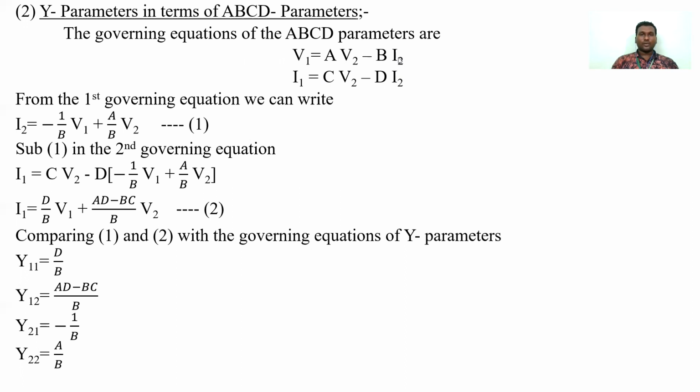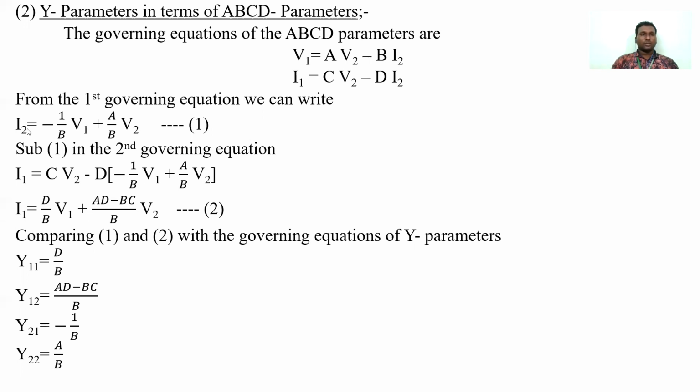So I2 you have to find out from this equation, and you have to substitute in this equation. That time you will get the resultant equation here. So you have written that equation. Then you substitute the equation, first equation, the second governing equation. Then you will get the answer. So I1 and I2.